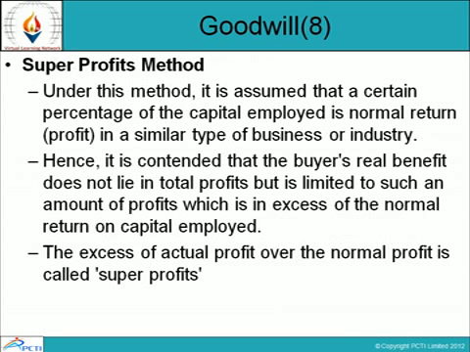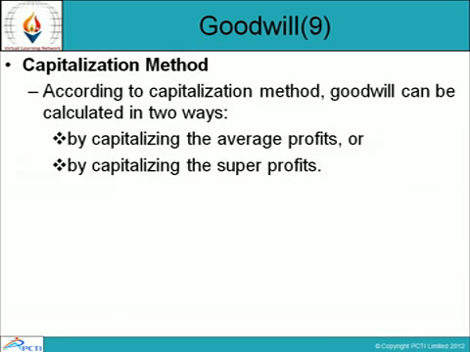Next method, super profit method. Under this method, it is assumed that a certain percentage of the capital employed is the normal return profit in a similar type of business or industry. Hence, it is contended that the buyer's real benefit does not lie in total profits but is limited to such an amount of profits which is in excess of the normal returns on capital employed. The excess of actual profit over the normal profit is called super profit.